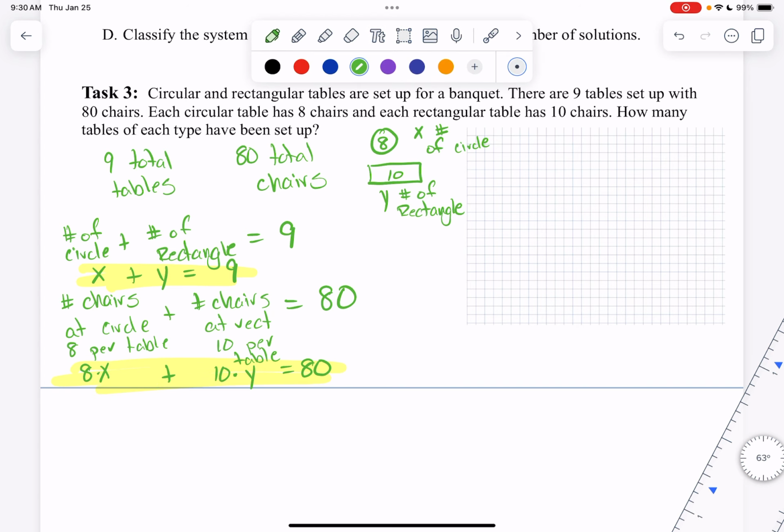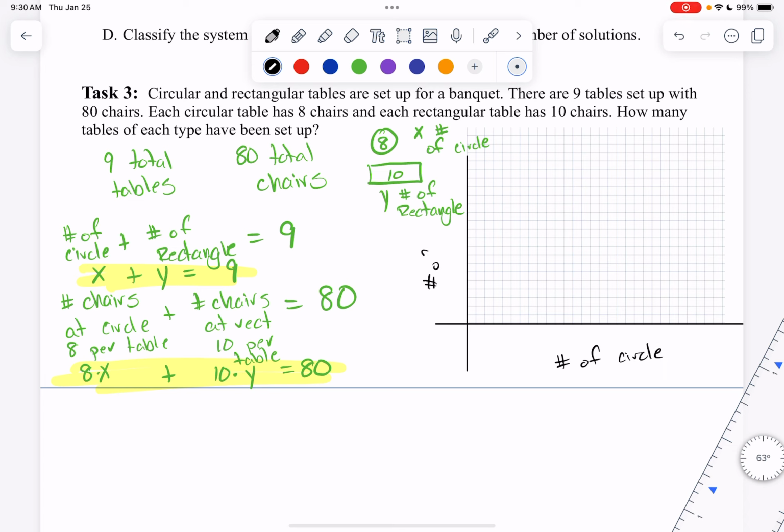So now I'm looking for an X and a Y that will work in both of these equations. I'm going to switch colors. I need to graph them. That's our only method right now. We're only going to be dealing with positive tables, so I'm going to deal with this just in my first quadrant. And I don't want to lose track of what X and Y represent, so X over here is the number of circle tables, and Y over here is the number of rectangle tables, because that's what we said they were.